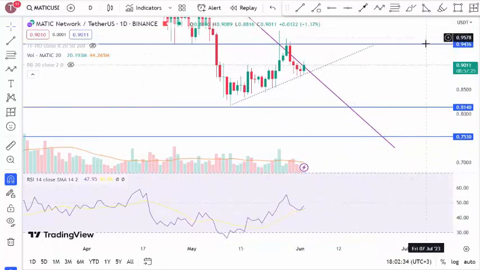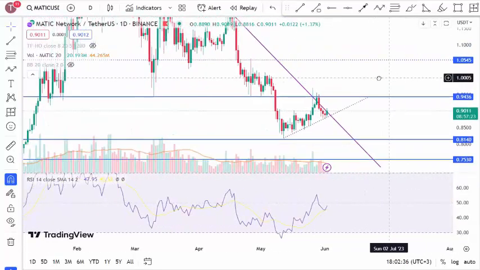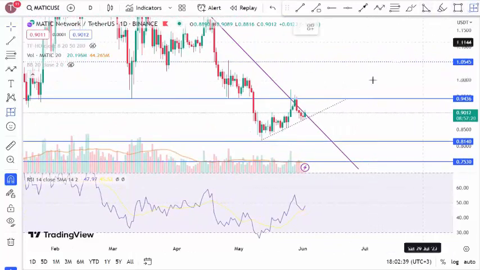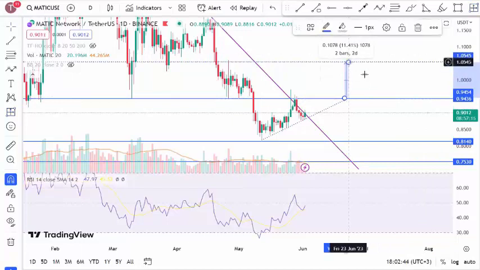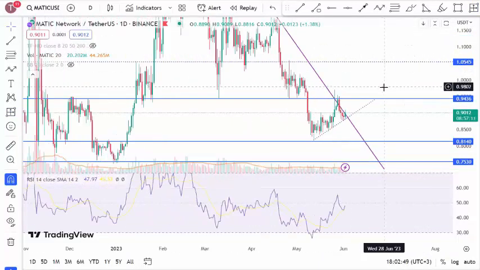From this point onwards, if buying is initiated or if buying is done from the 0.94 level, our first target is around 11 to 11.5%, which is quite close, and we can say that it can provide us with a good profit.